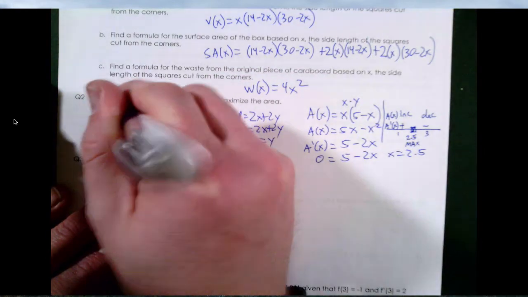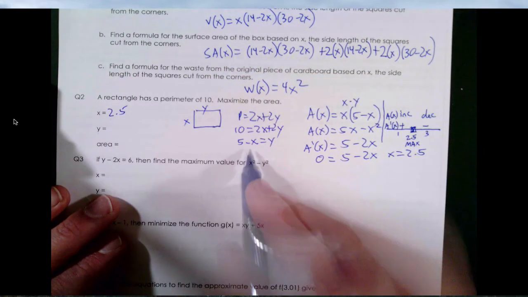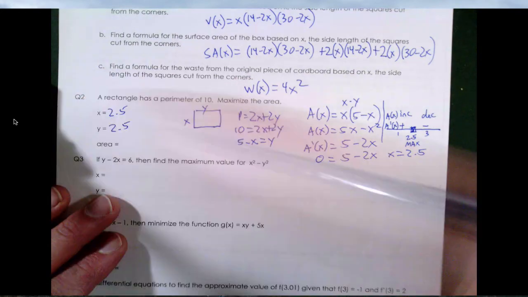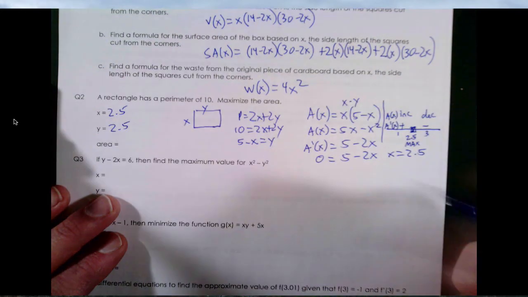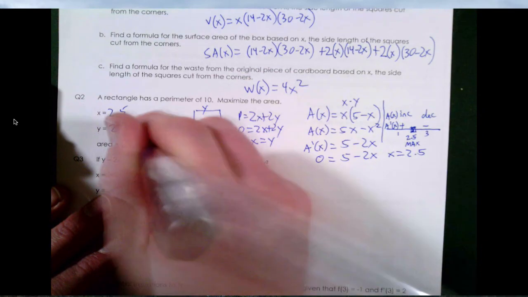Going from increasing to decreasing is a max. So the x value is 2.5. Using our formula here, y is equal to 5 minus 2.5, so y is also 2.5. The area is 2.5 times 2.5, which is 6.25.